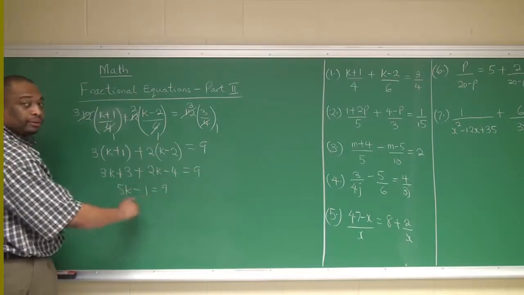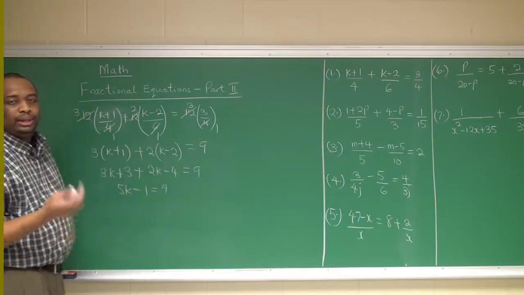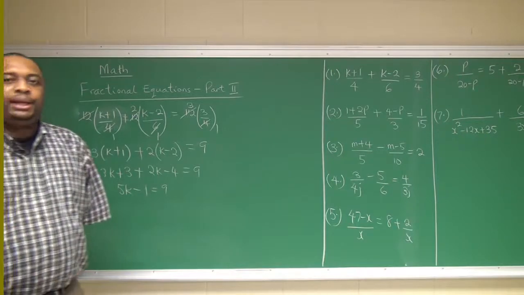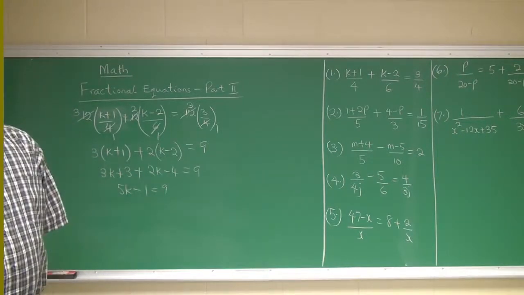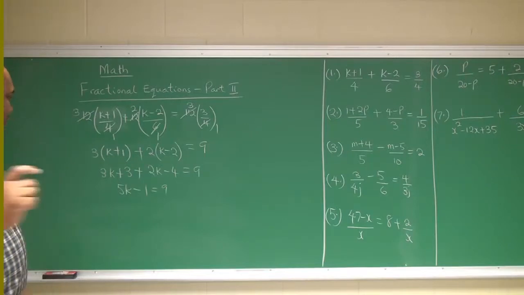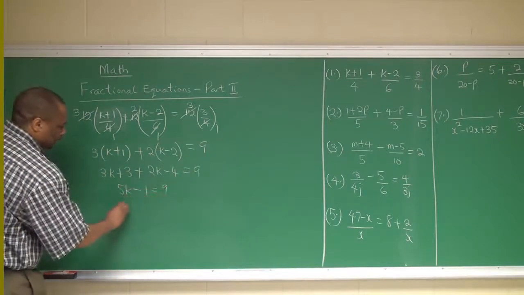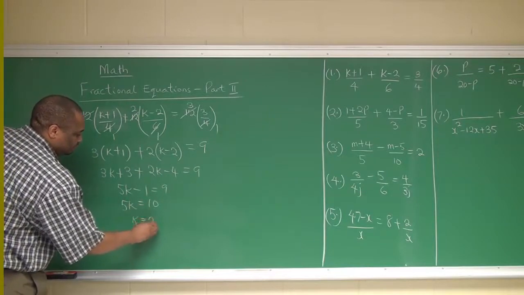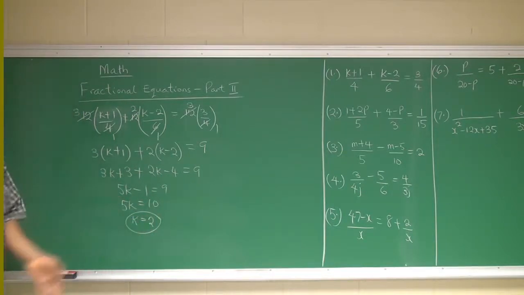Remember, it is also recommended that you view the videos on linear equations involving integers. So 5k will now be 9 plus 1, which is 10, and k will now be 2. If you divide both sides by 5, it gives you 2. So k will now be 2.